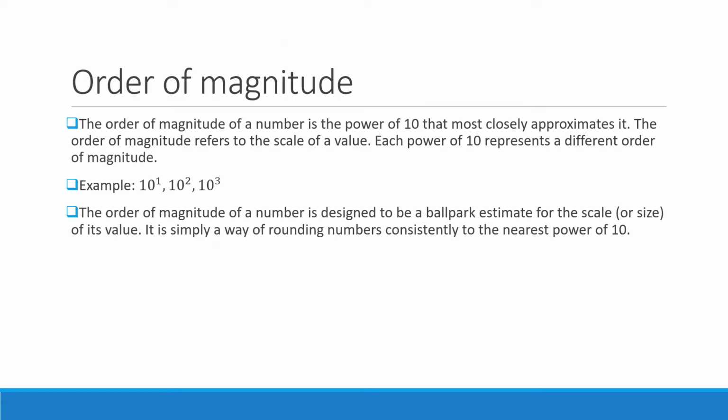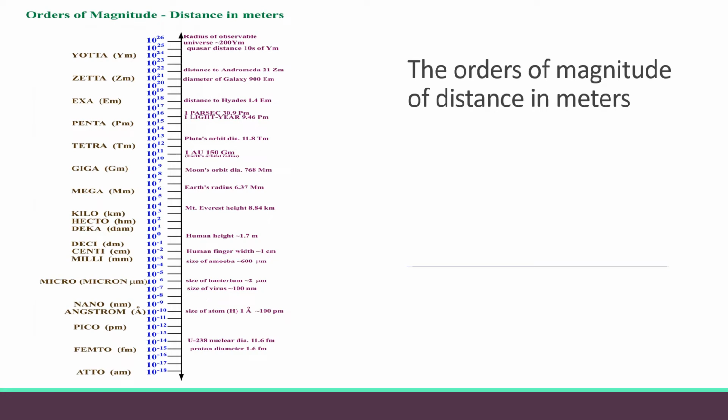Order of magnitude. The order of magnitude of a number is the power of 10 that most closely approximates it. The order of magnitude refers to the scale of a value. Each power of 10 represents a different order of magnitude. For example, 10 to the power of 1, 10 to the power of 2, or 10 to the power of 3. The order of magnitude of a number is designed to be a ballpark estimate for the scale or size of its value. It is simply a way of rounding numbers consistently to the nearest power of 10. Here's the example of the orders of magnitude of distance in meters.